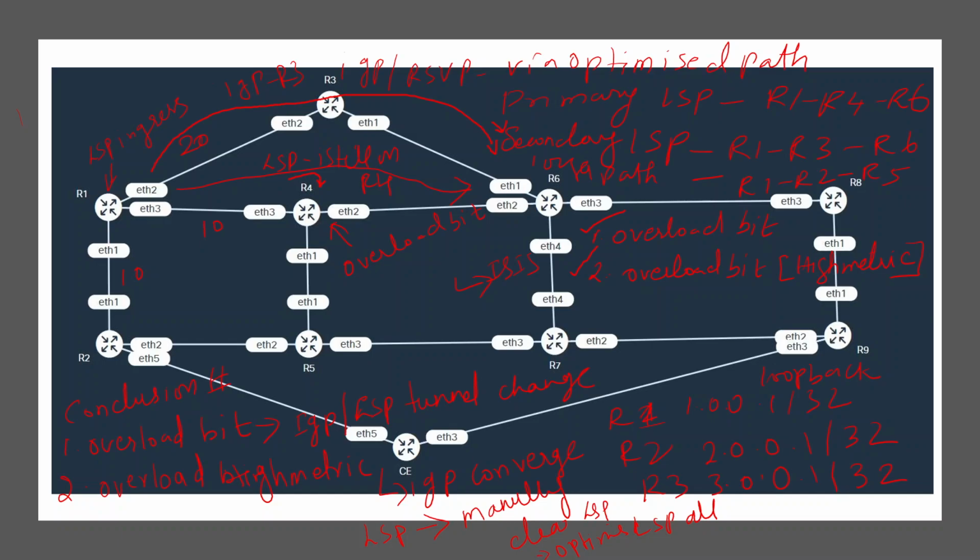So hope you guys have understood the overload bit and how it works in ISIS and Juniper routers. You guys can test it.